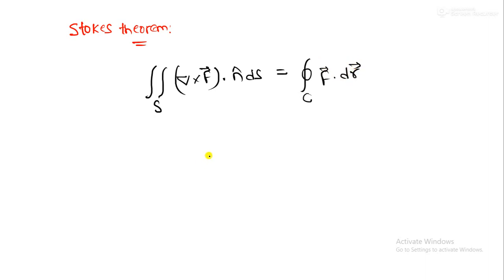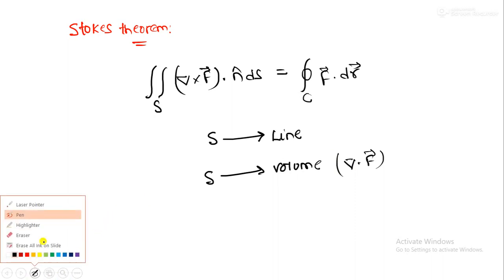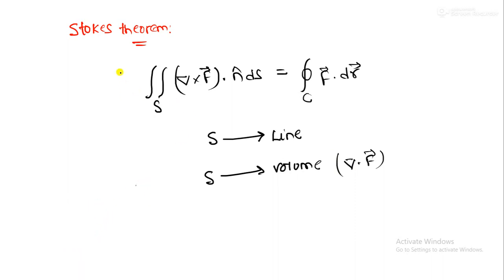So you need not remember the Stokes theorem, but you have to keep some points in mind so that it will be easy for you to grasp the formula. For Stokes you have to move from surface to line. As I've already mentioned, for the Gauss divergence theorem you have to move from surface to volume. As the name says, divergence, you apply the divergence of that vector field for the Gauss divergence theorem.